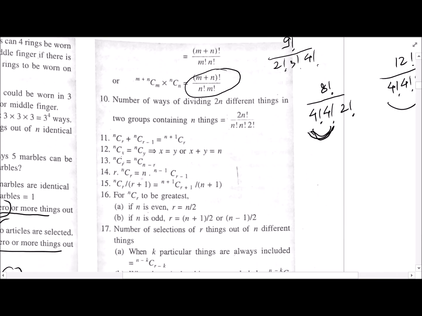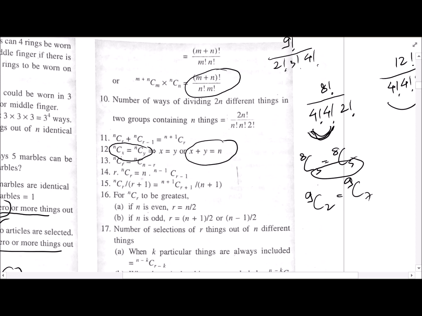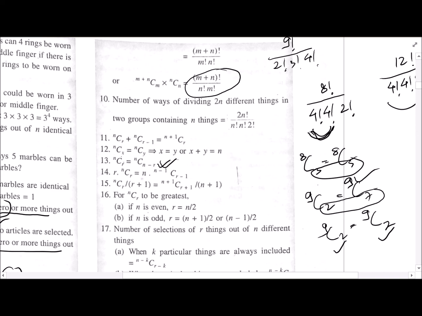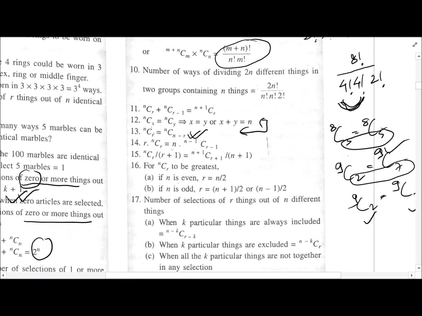Now this formula: nCx is equal to nCy. Say 8C3 is equal to 8C5. That means 3 plus 5 is equal to 8. Okay. 9C2 is equal to 9C7. 9C2 equal to 9C2 is one option. Yes, obviously these are the same because 2 and 2 are equal. Otherwise 2 plus 7 must be equal to 9. So either x equal to y or x plus y equal to n. And formula number 13 is also the same case. These formulas we will learn in due course of the chapter while solving problems.